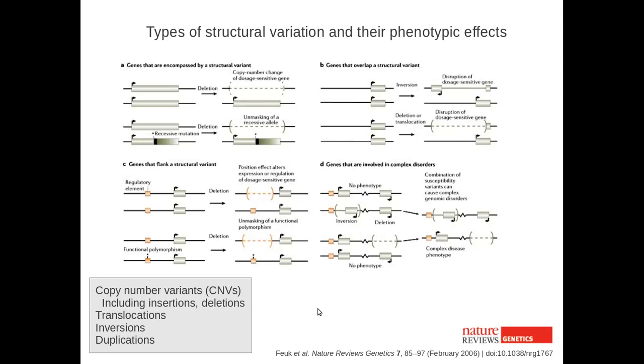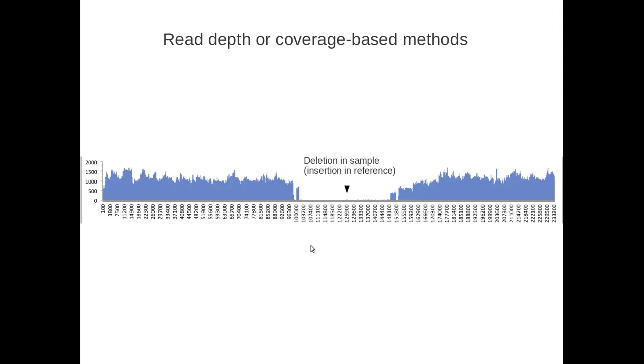So throughout the next few minutes, I'll be telling you a little bit about essentially four broad classes of ways in which we use these short read data sets to discover these types of structural variation.